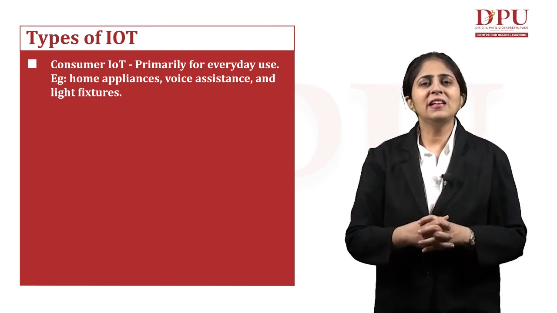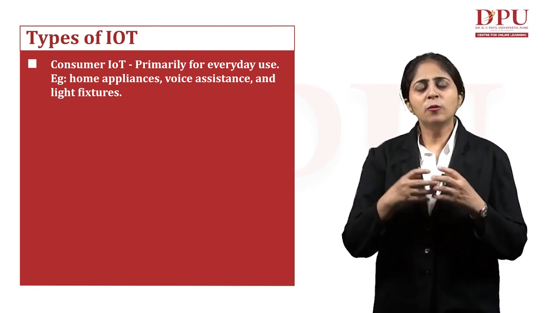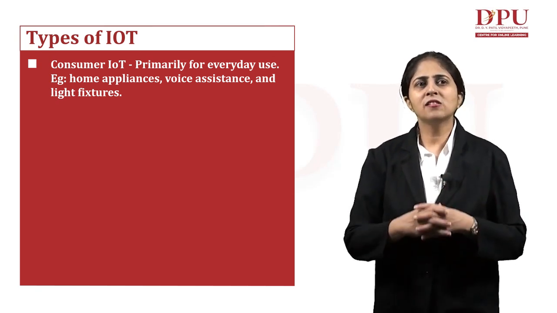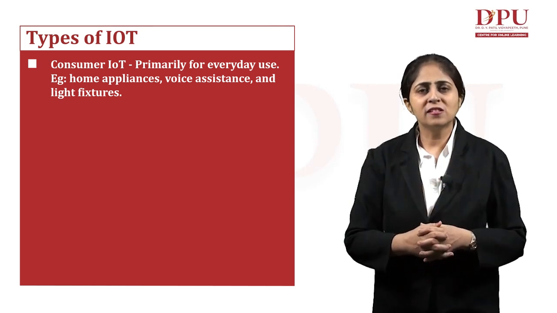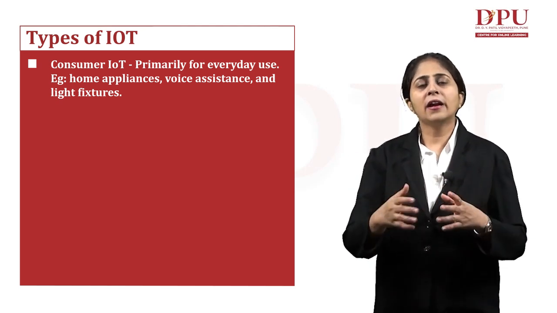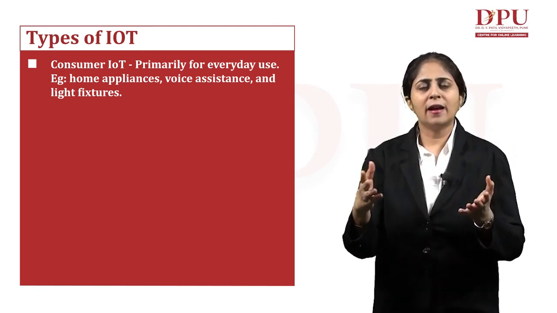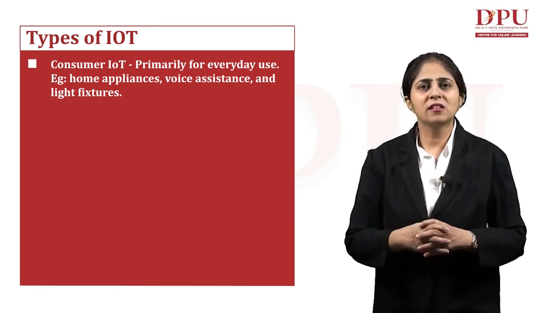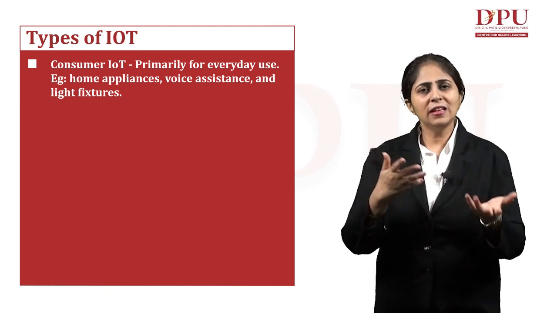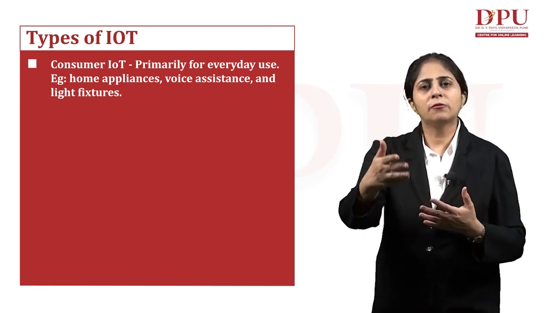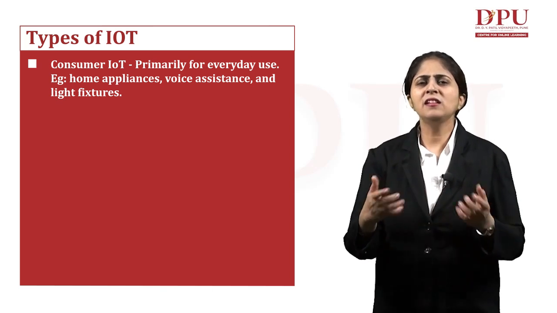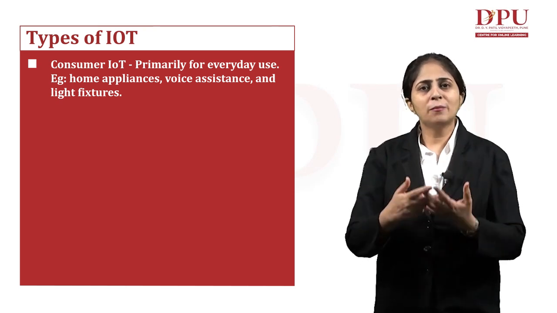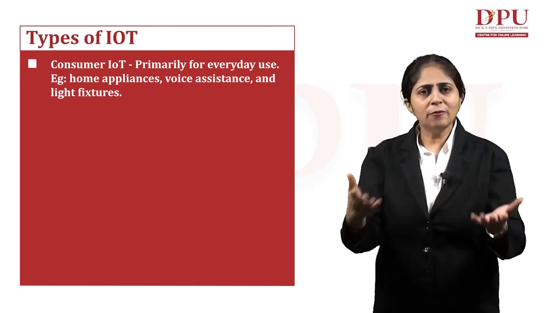So this is basically an example of consumer IoT, which we are primarily using for our everyday usage. All our home appliances, including our virtual assistants like Alexa, Siri, etc., and our light fixtures. The lights today have all sensors. There are many companies which are providing these lights with all the sensors. With the help of remotes and the internet, we can switch them off and on. We do not have to get up from our bed to switch off the light. This can easily be done with the help of these sensors. So these consumer IoT devices are basically used for everyday usage.